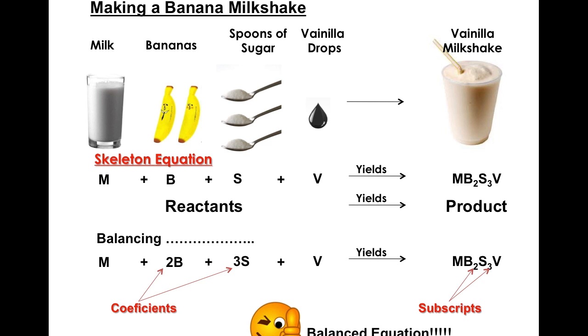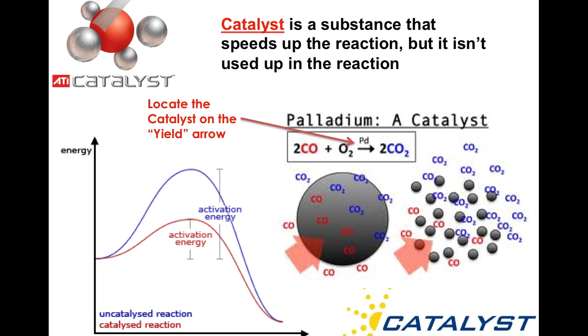And finally, we need to use coefficients, which are numbers that appear in front of those letters that we are using, or subscripts that are the small numbers that we have at the bottom of these letters, in order to make the equation balanced according to Dalton's theory. Another thing that is important to understand is a catalyst. A catalyst is a substance that speeds up the reaction, but it isn't used up in the reaction.